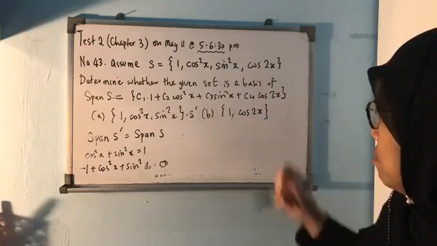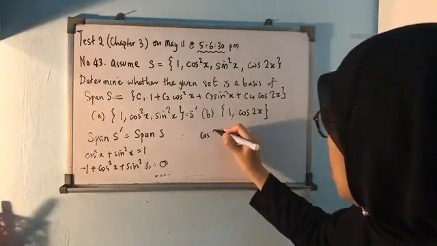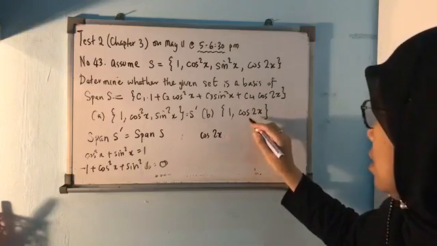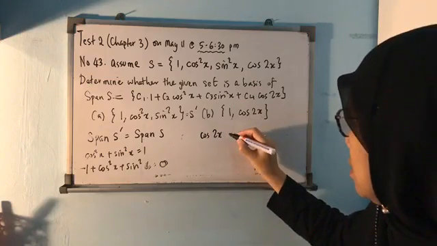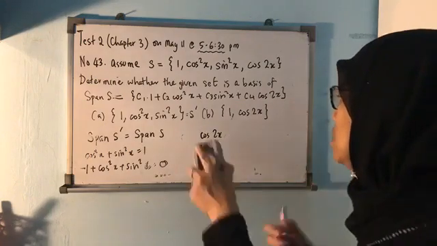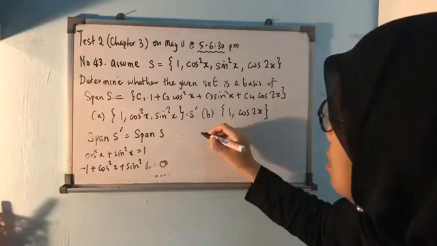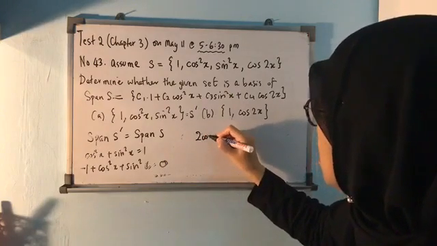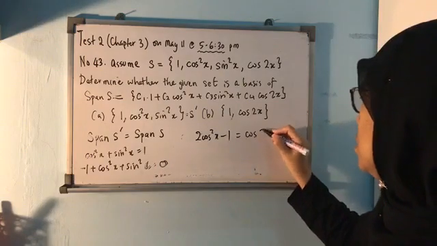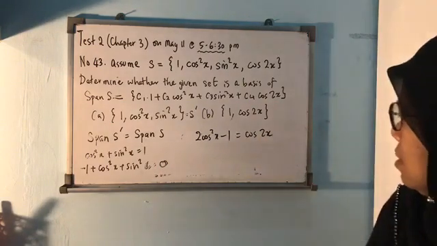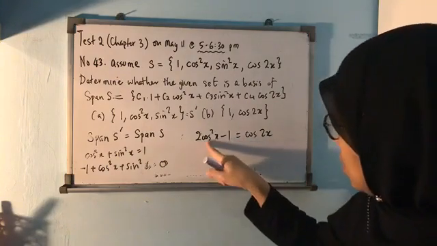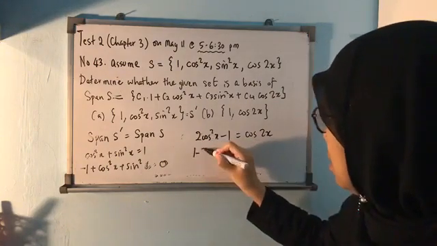For this one, cosine 2x, apa tadi formula dia? 2 cosine squared x minus 1 is cosine 2x, right? So from these two you can get cosine squared, and then satu lagi, kan?